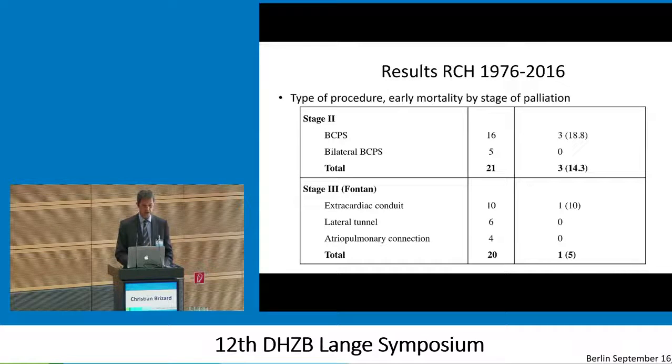Second stage, 16 patients had the BCPS, 5 patients had bilateral BCPS. That's 21 patients. So you have the mortality of the first stage plus the interstage mortality before. Stage 3, 20 patients had the Fontan, and most of the patients are in the extracardiac conduit era, which is from 1996 onwards, with 1 mortality.